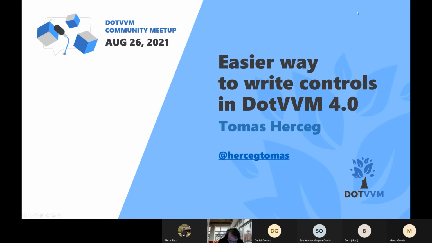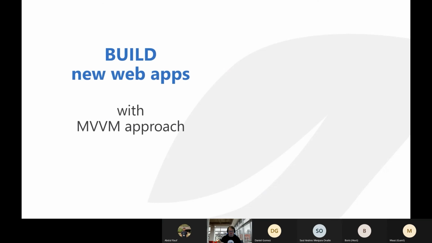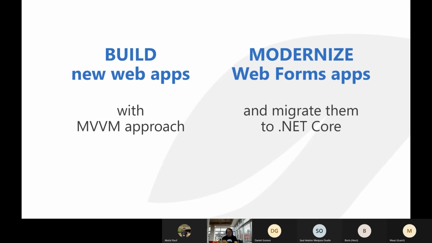Before I show the demo, I have just the typical intro slide. So if you are new to the DotVVM community, DotVVM is an open source framework that helps you with building new web applications in .NET with the model view model approach. And it can also be used to modernize old web form applications and move them to .NET Core or .NET 5 and 6. So if you are interested in this modernization scenario, go to our YouTube channel and you will find more resources about that.